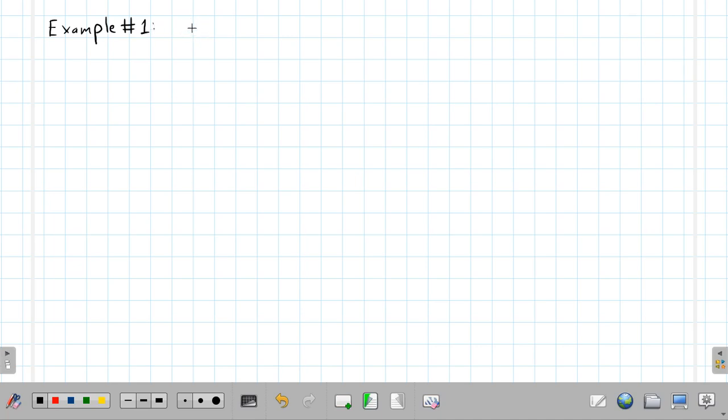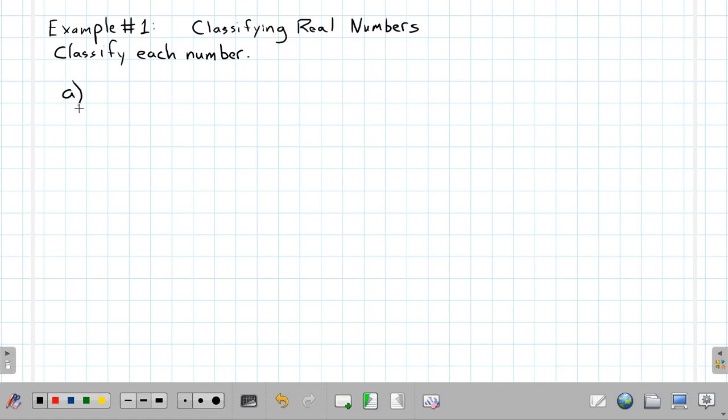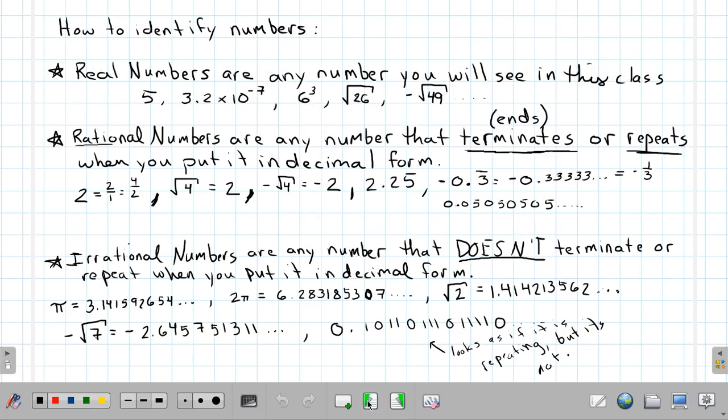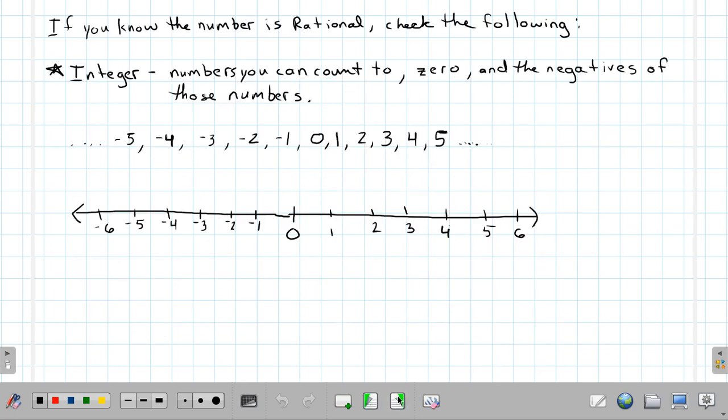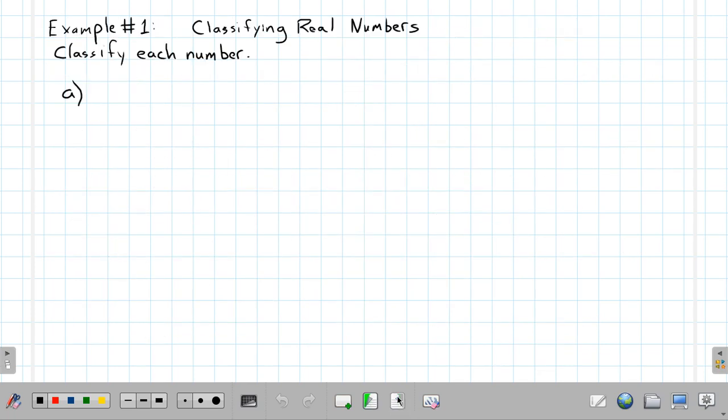So example 1. In this case, this has to do with classifying real numbers. Okay, and the instructions here say to classify each number. And what it means by that is we're going to be given a number, and we need to tell what type of number it is, meaning, is it real? Is it rational or irrational? And then if it's rational, is it an integer? Is it a whole number or is it a natural number?